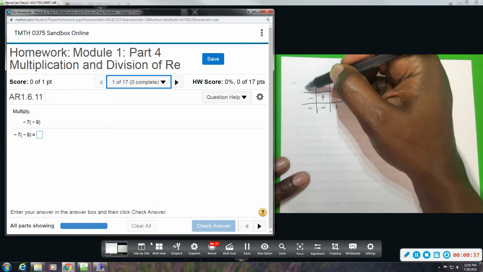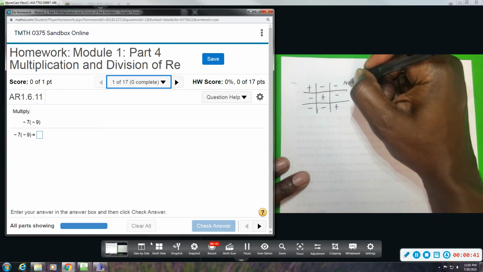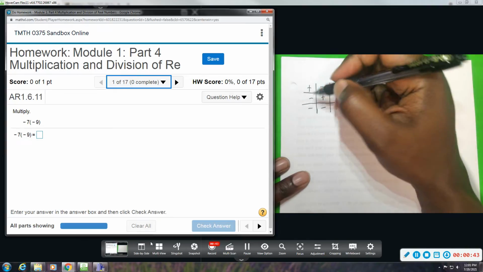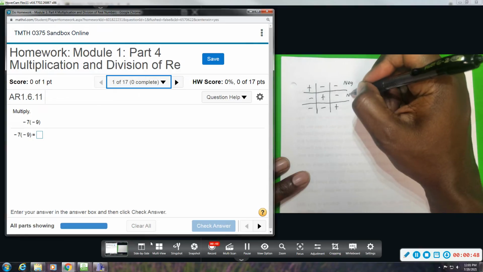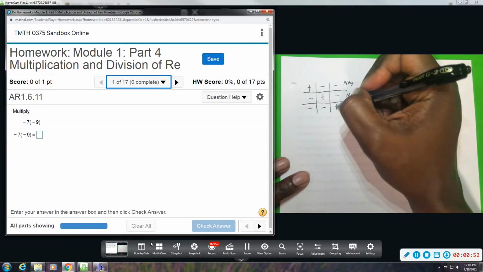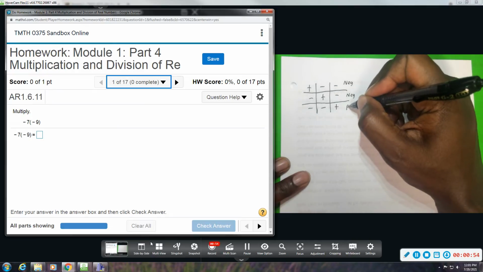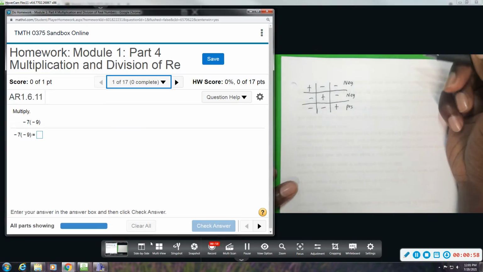So if we have a positive times a negative, our answer will be negative. If we have a negative first and then a positive, our answer will still be negative. And then if we have a negative times a negative, that gives us a positive. Okay, so that's with multiplication. Now with division, it does the same thing.